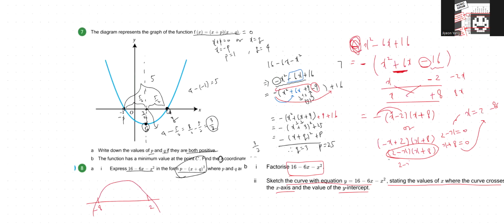Then there is a y-axis. The y-axis should be closer to 2. The y-intercept is the value when x equals 0, which is 16.